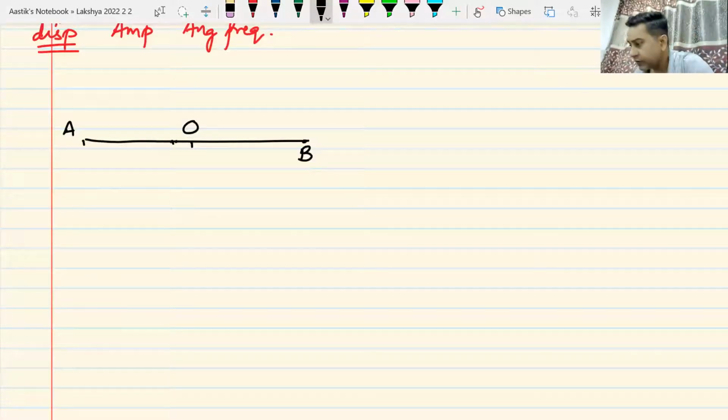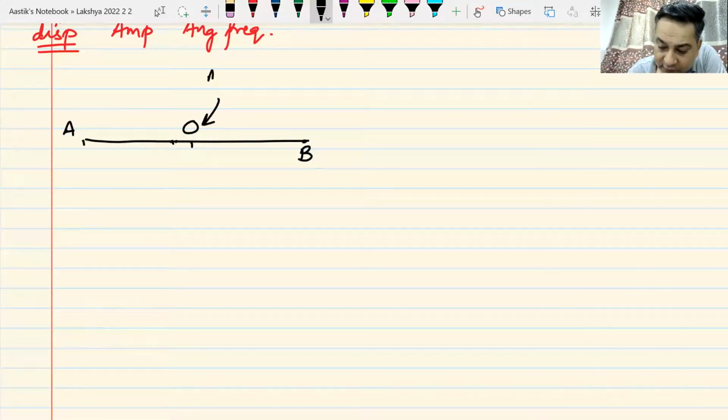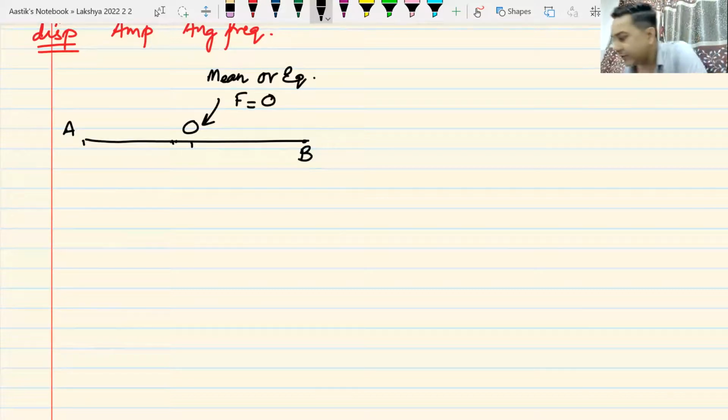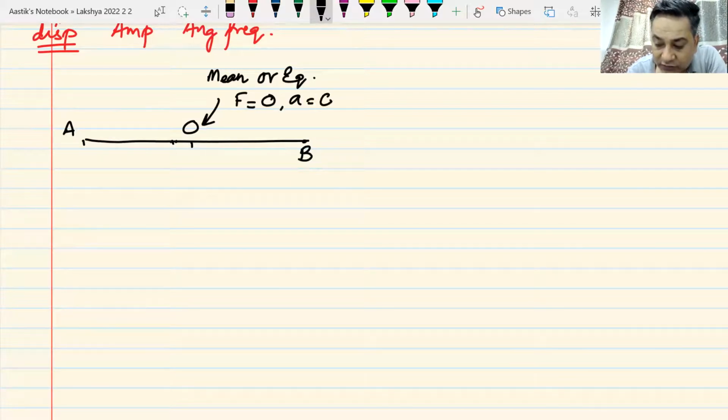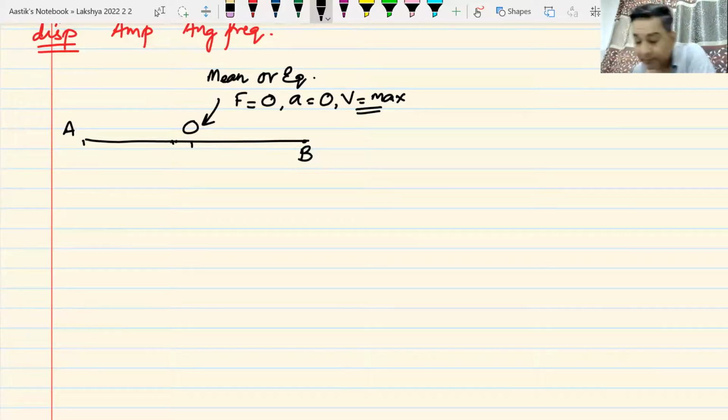Okay, sir. Then I will try to make you understand from one simple diagram. What is this point O known as? Mean or equilibrium position. Why is it known as mean or equilibrium position? Because the force acting on the particle here is zero. Do we understand this? Yes, sir. The acceleration is also zero and the velocity here is maximum. Can you remember this? Yes, sir. Force is zero, F is equal to ma, therefore acceleration is zero, but the velocity is maximum. This point is known as what?